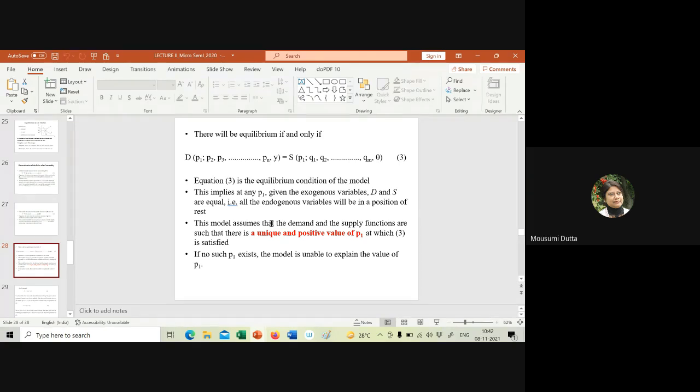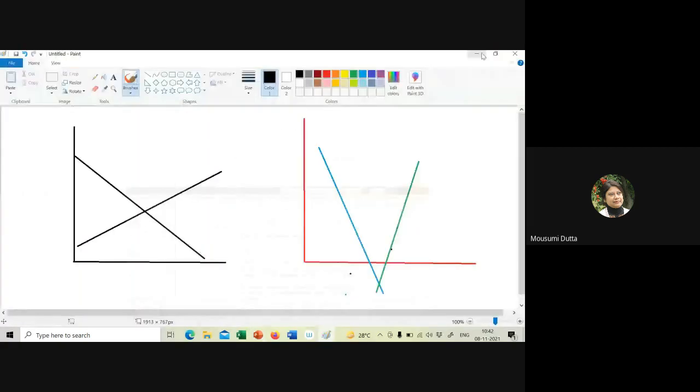Anyone else? Any other question? So now I'm proceeding to tell you more about the notion of uniqueness of the equilibrium. Okay, so let me mark the axis first. This is the quantity axis, this is the price axis, this is the demand curve, and this is the supply curve. This is figure 1. This is figure 2.